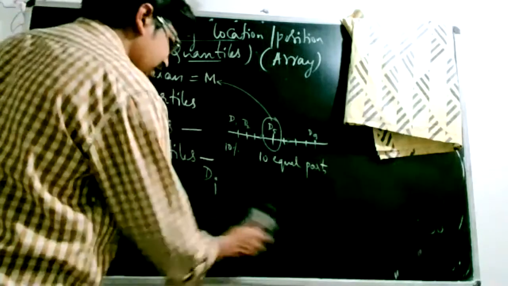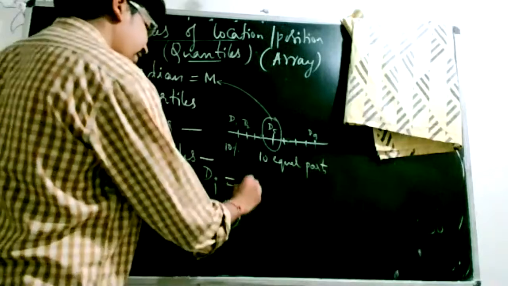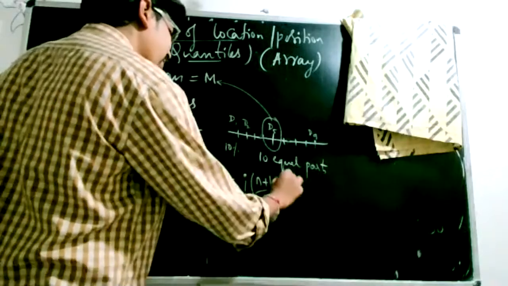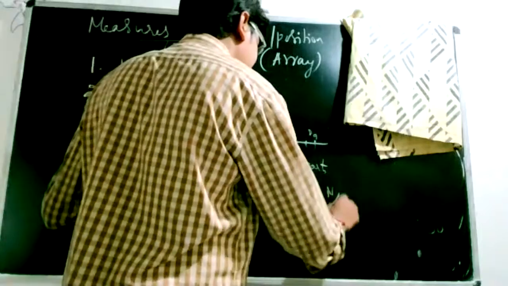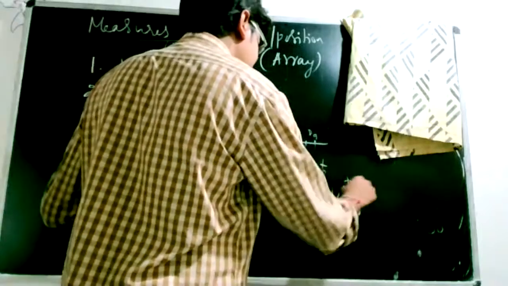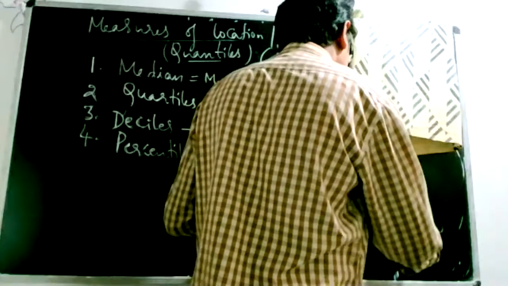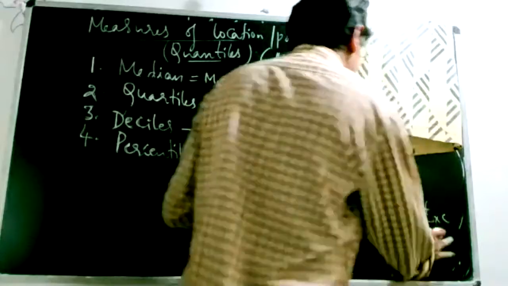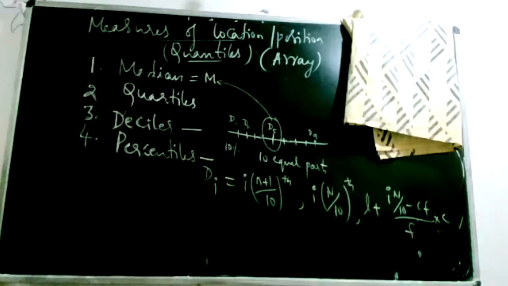Now you can extend the same formula. Di is equal to i into (n+1) by 10, so the denominator will be 10. This is for raw data. i into n by 10 for discrete frequency data, and L plus (i·n/10 minus Cf) divided by f into C for the continuous data.